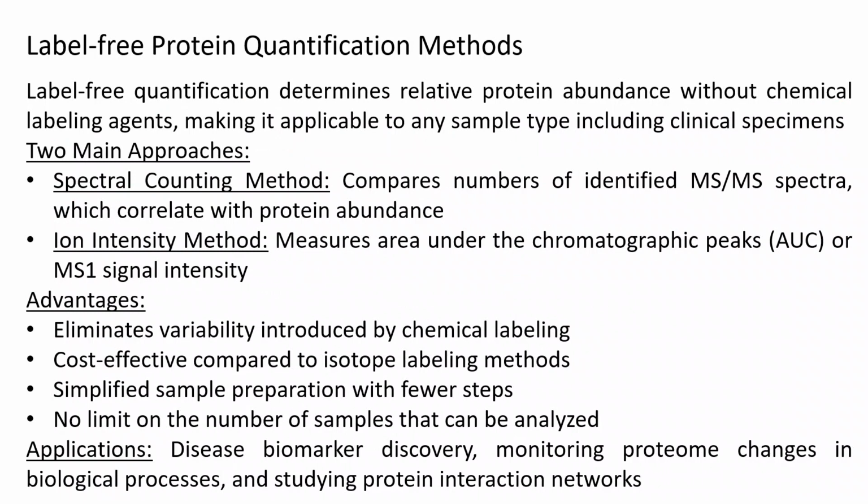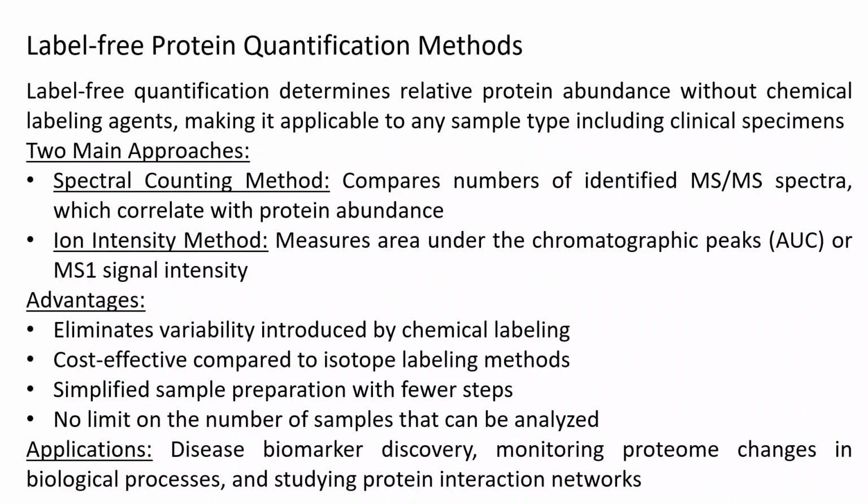Coming to label-free protein quantification methods, label-free quantification determines relative protein abundance without chemical labeling agents, making it suitable for any sample type, including clinical samples. Two approaches are there. One is the spectral counting method, which compares the number of identified mass spectrometry spectra, which correlates with protein abundance, and another one is the ion intensity method, which measures the area under the chromatographic peaks, or MS1 signal intensity.